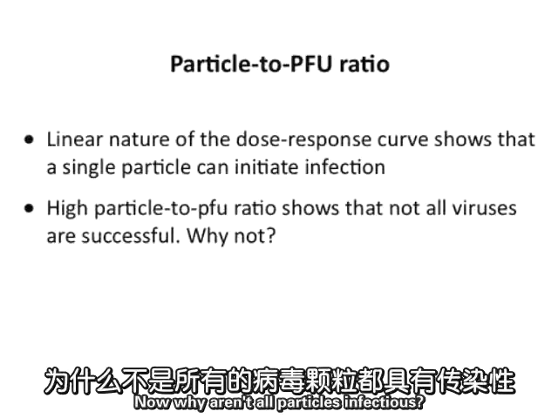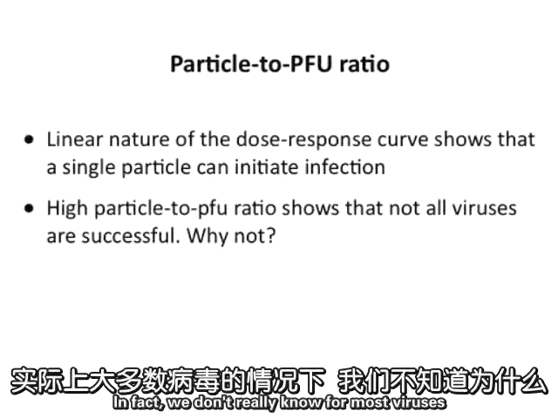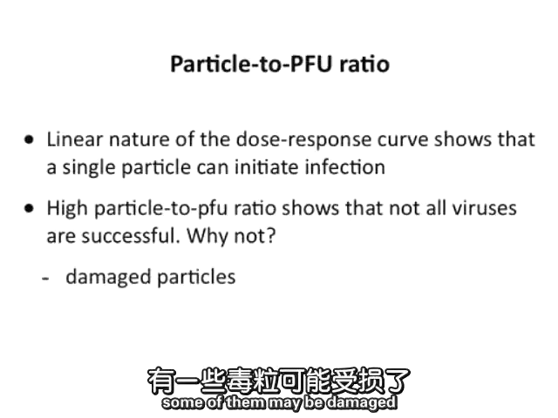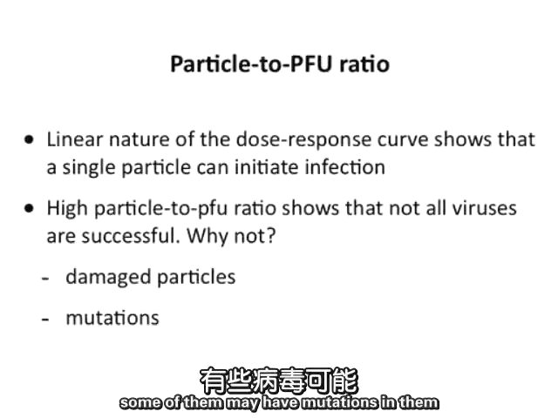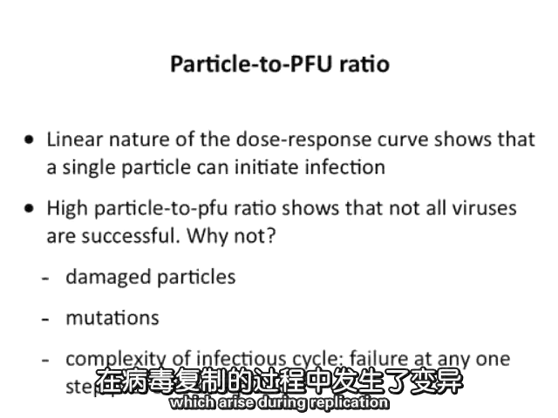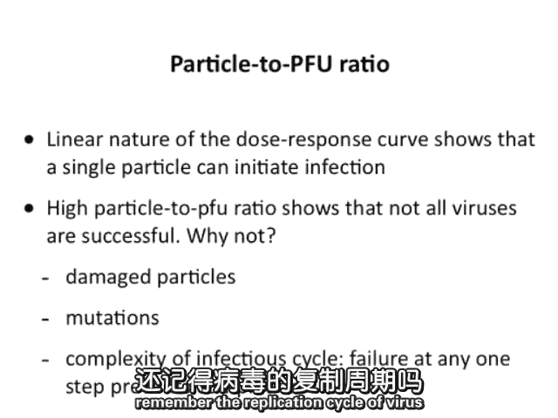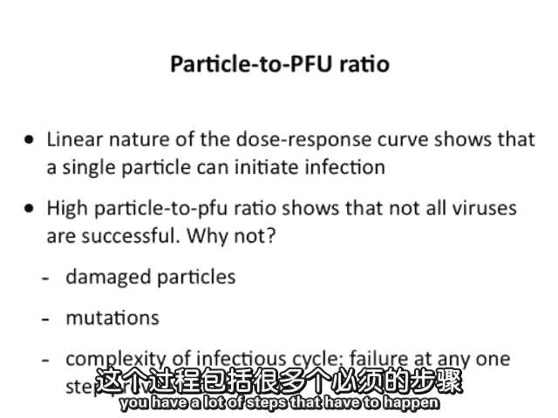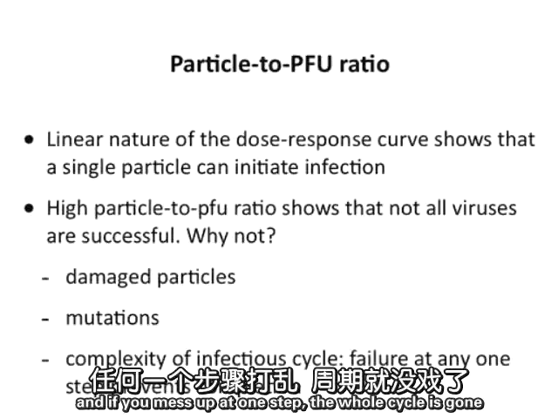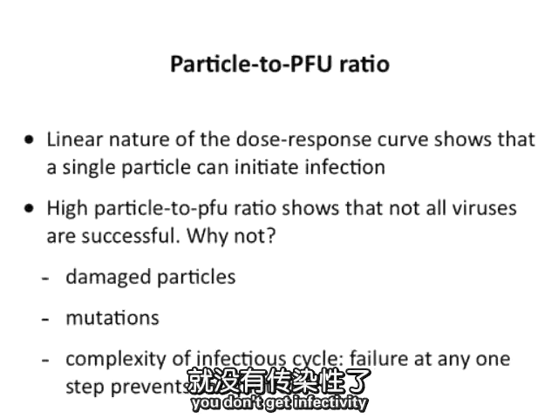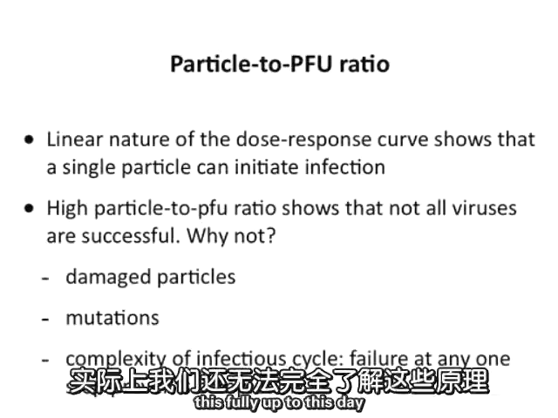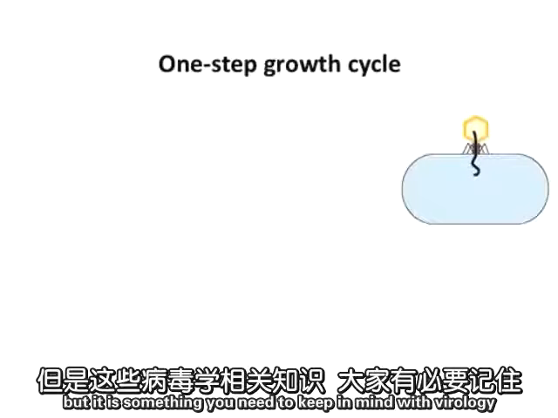Now, why aren't all particles infectious? In fact, we don't really know for most viruses. We have a bunch of ideas. Some of them may be damaged. You grow them in cells in the lab, they get damaged, so they're not infectious. Some of them may have mutations in them, which arise during replication. Or a third possibility is that, remember, the replication cycle of a virus, you have a lot of steps that have to happen, and if you mess up at one step, the whole cycle is gone. So that could be part of the problem too. If there's an error at any step in the cycle, you don't get infectivity. We really don't understand this fully up to this day, but it's something you need to keep in mind with virology.